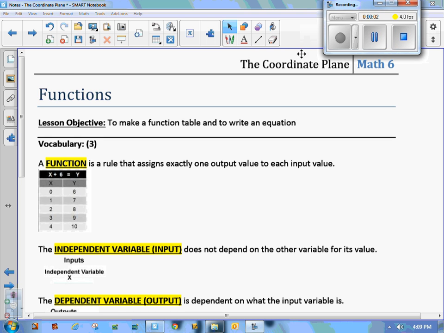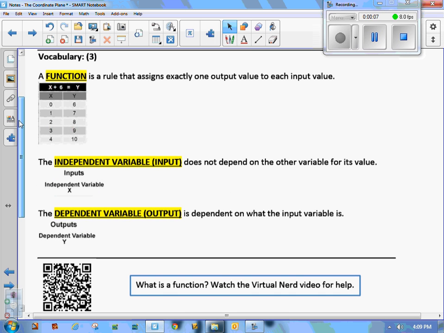Unit 7, the coordinate plane, Lesson 3, functions. We have 3 vocabulary words. The first one is a function. This is a rule that assigns exactly one output value to each input value.